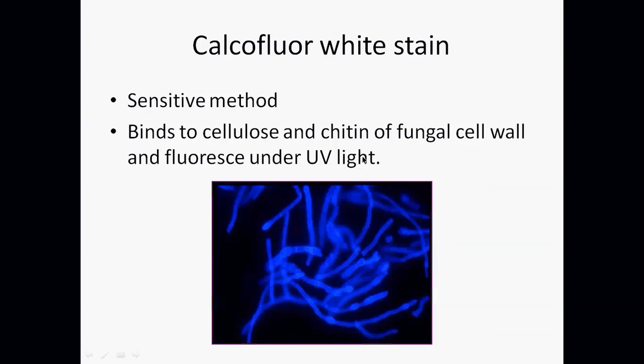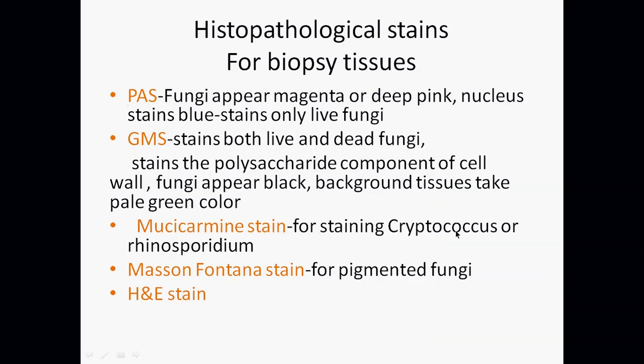Now coming to the next type of staining, that is fluorescent staining. For fungi we use Calcofluor white fluorescent staining, which is the most sensitive method among all microscopic methods. Calcofluor white binds to the cellulose and chitin of the fungal cell wall, and when seen under a fluorescent microscope, it fluoresces under UV light. These are the different fungal elements, or you can say the fungal hyphae, seen in the fluorescent microscope. They are again very well seen, and this is the most sensitive of all the methods.